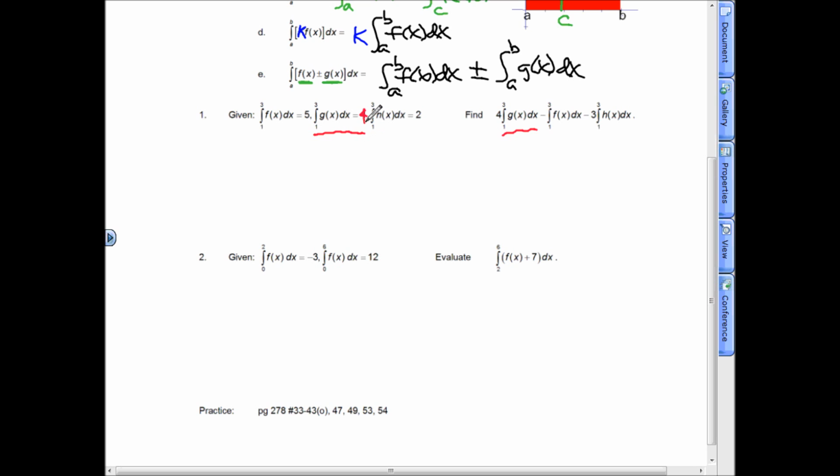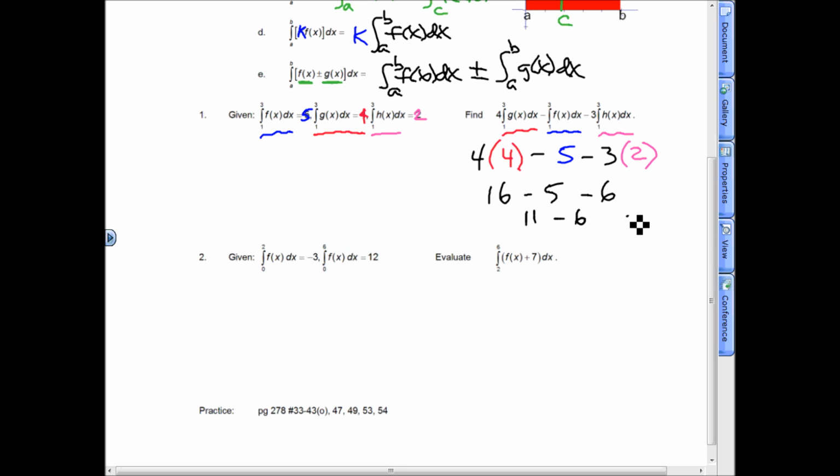So what I really have here is 4 times that value, which also happens to be 4, minus the integral from 1 to 3 of f of x dx, which over here was given to be 5, minus 3 times the integral of h of x dx. The integral from 1 to 3 of h of x dx is given to be 2. So my minus 3 times 2, total these up. Here's a 16 minus a 5 minus a 6. 16 minus 5 would be 11. Minus 6 is going to ultimately give me a 5.